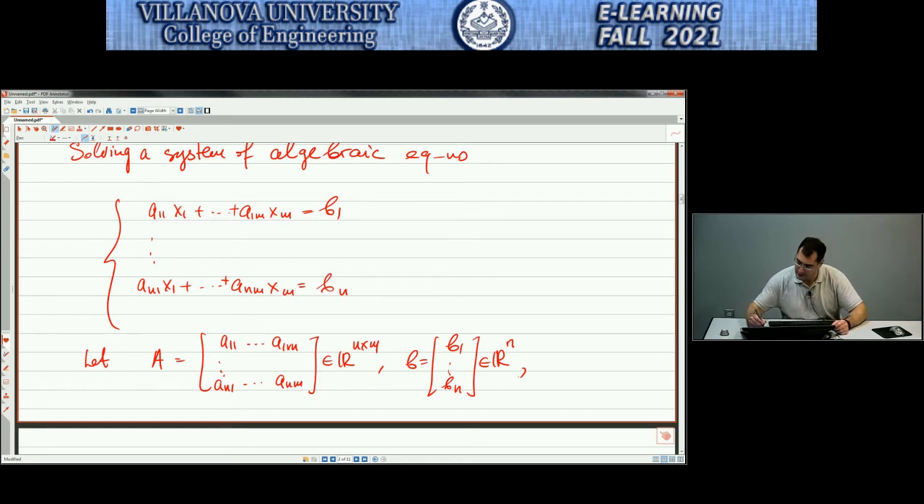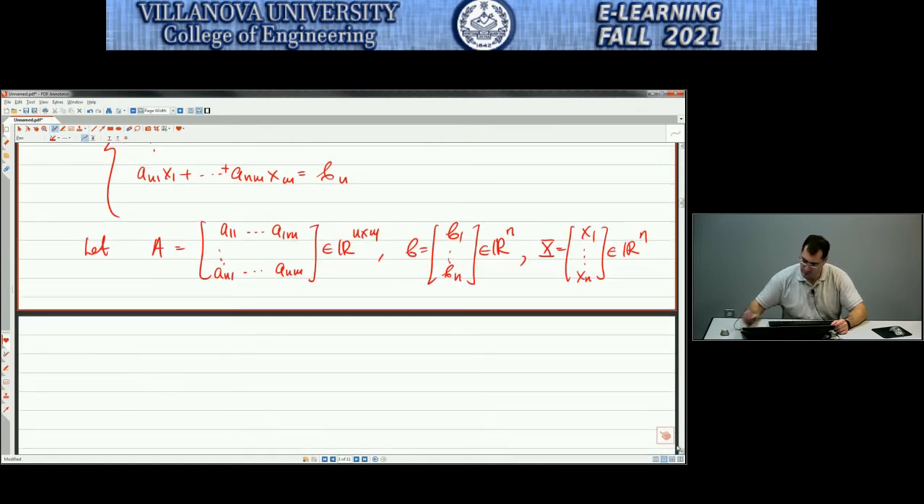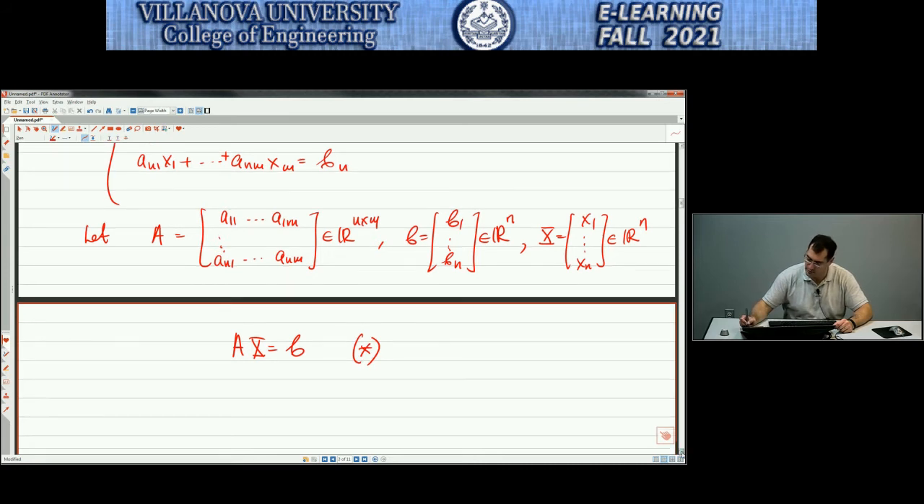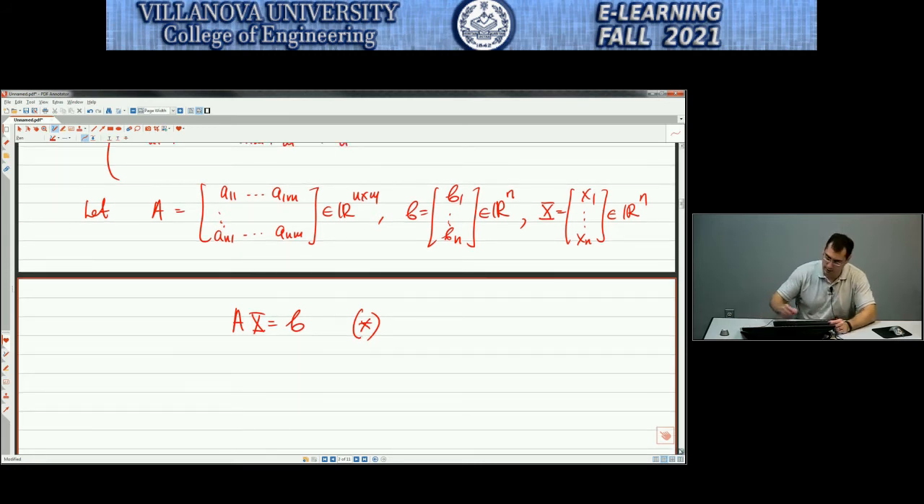And if I define a vector of unknowns, call it x capital, which consists of the unknown variables x1 through xn, I can rewrite this equation in a very compact and elegant form, such as A times x is equal to B. Okay, let's call this equation star. You probably remember from your linear algebra class that this equation has solutions if and only if the following condition holds.